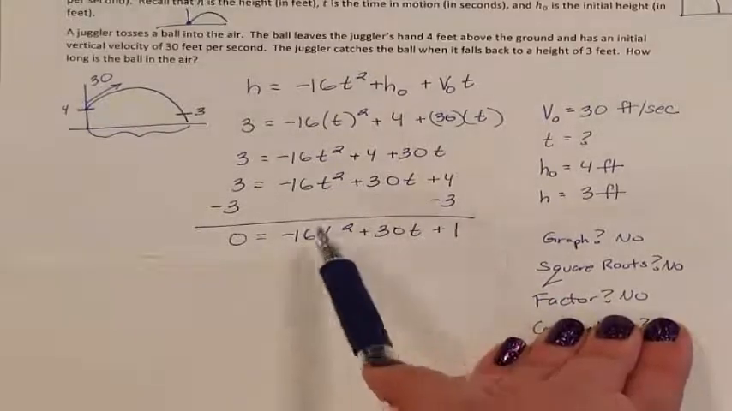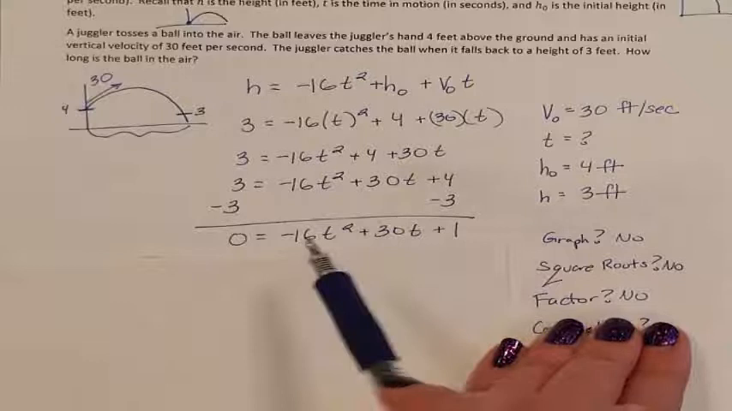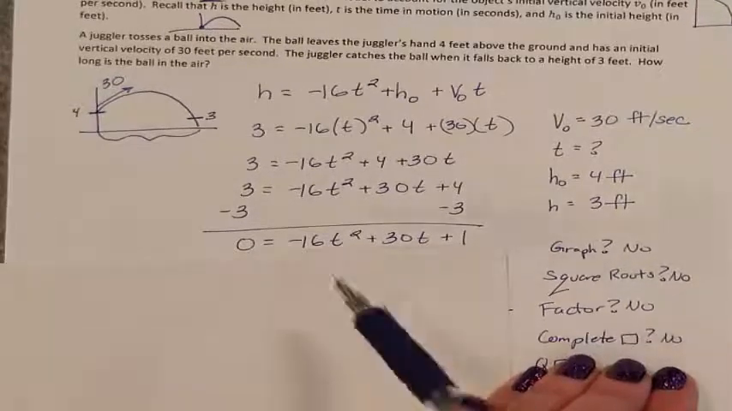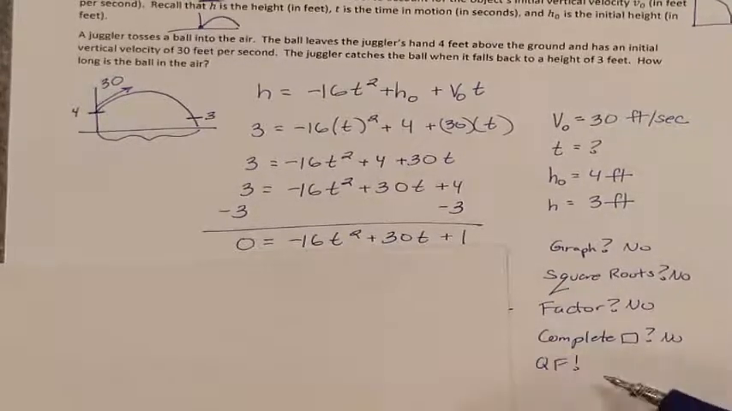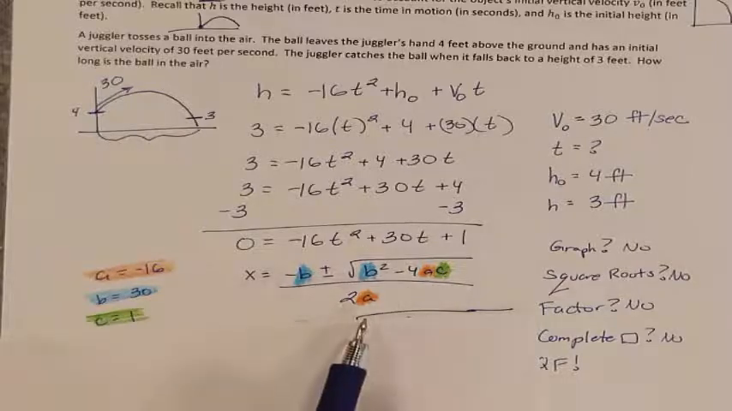Can I complete the square? A is not 1. Even though b is even, a is not 1. So I am not going to complete the square. That means my last resort is the quadratic formula. I have to use the quadratic formula, which means I am going to have to find a, b, and c, and I'm going to fill in all of my numbers.